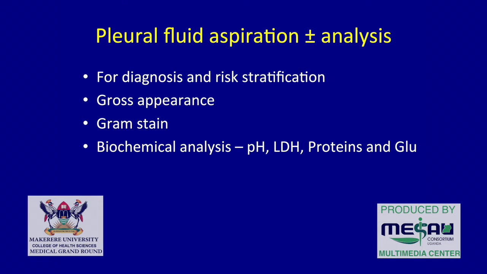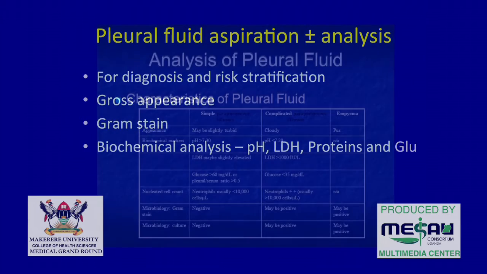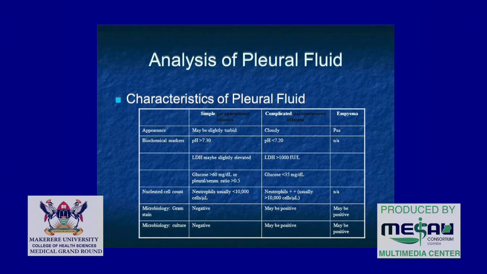Pleural fluid aspiration and analysis, mainly for diagnosis and risk stratification. You need to look at the gross appearance. So it can be blood stained, it can be yellow, it can be green. That gives you the details as to which organism it could be, okay? It can be foul smelling if it is anaerobes. Gram stain will show you pus cells, and depending on the organism, it can be gram positive or gram negative. And then there's a biochemical analysis of the fluid, which will give you details of the pH, LDH, proteins, and the glucose, which are very important.